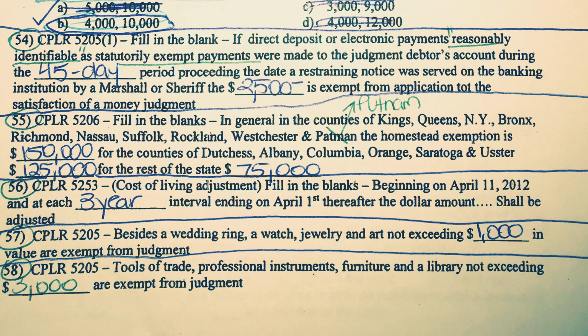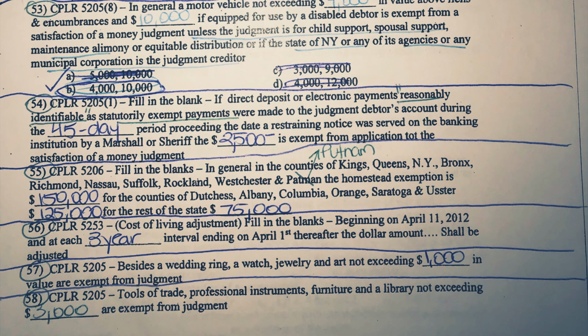55, in general. Now, I don't know if they're going to ask this, but it's in my other video. So basically, this is how I remember it. It's Rockland, Westchester, and Putnam counties plus downstate. So New York City, Long Island, Rockland, Westchester, Putnam. It's the highest amount because those are the most expensive places to live, and it's $150,000. For Dutchess, Albany, Columbia, Saratoga, and Ulster, it's $125,000, and for the rest of the state, it's $75,000. So the capital region is $125,000, downstate is $150,000, and everybody else, it's $75,000.